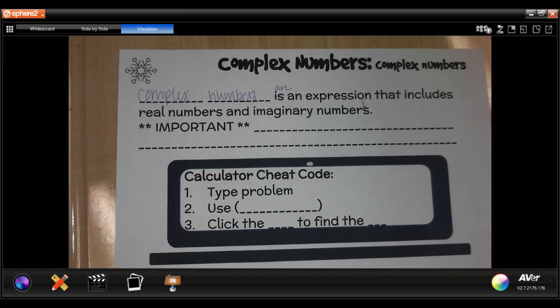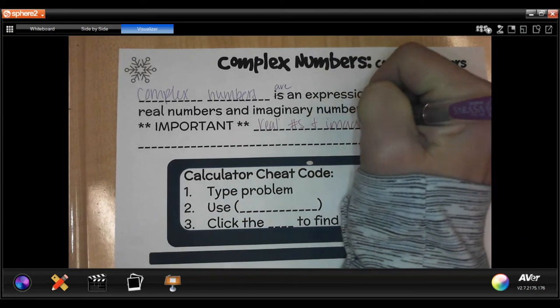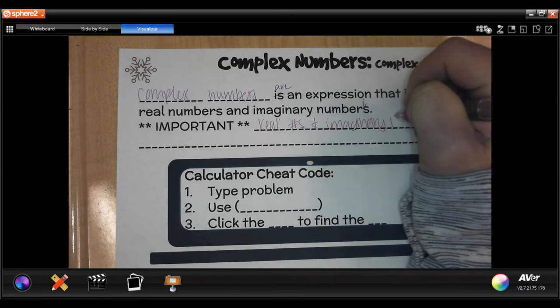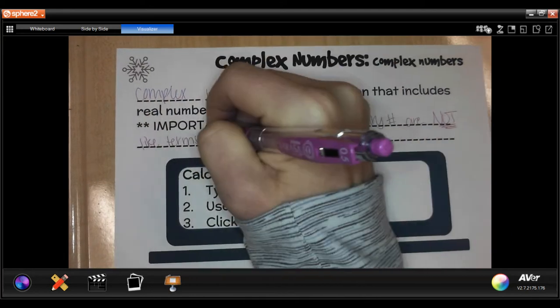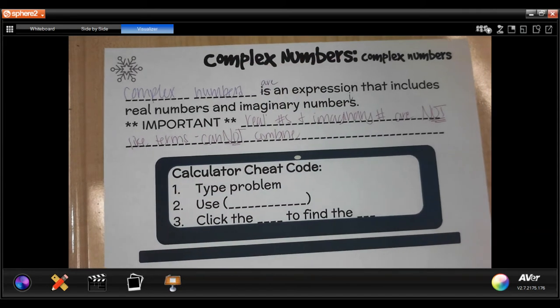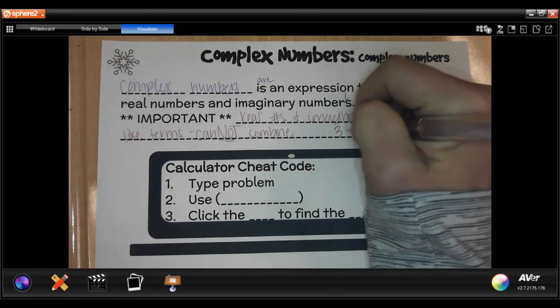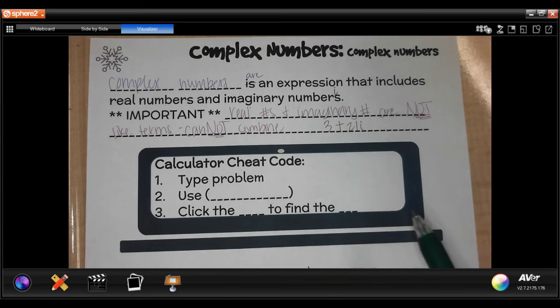It is important to remember that real numbers and imaginary numbers are not like terms, so you cannot combine them. So what do I mean? A complex number is going to look something like this: 3 plus 21i. The i kind of acts like a variable. If the i was replaced with an x, we would not be able to add 21x and 3 because they're not like terms. So we can think of this the same way. We cannot combine the imaginary and the real numbers.